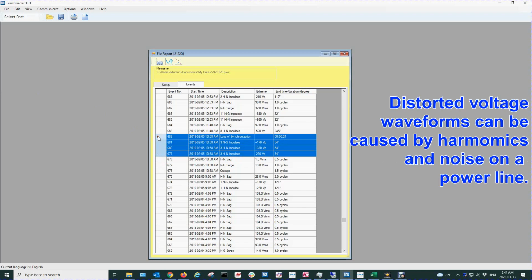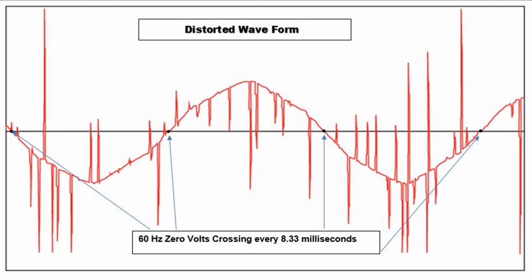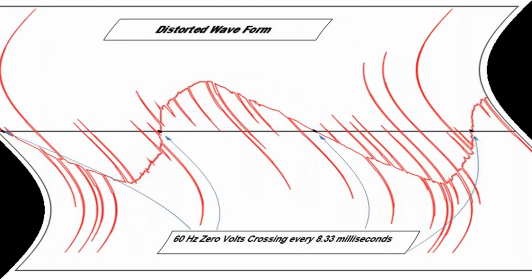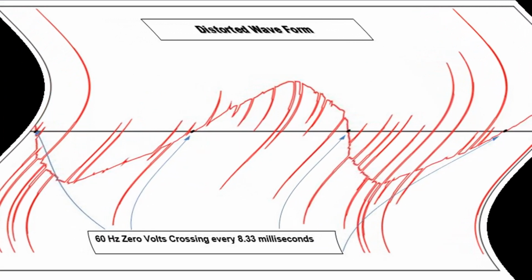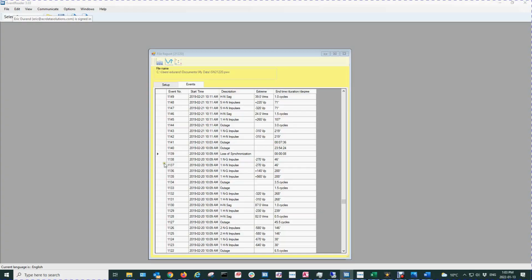Excessive harmonics or noise on a power line may cause severely distorted voltage waveforms. While not common, these distorted waveforms could result in extra zero crossings on the AC line. PowerWatch synchronizes itself to the consecutive positive and negative zero crossings of the AC line every 8.3 milliseconds at 60 Hz. Should the voltage waveform be so highly distorted that unexpected zero crossings are detected, PowerWatch will report a loss of synchronization relative to the measured voltage waveform.